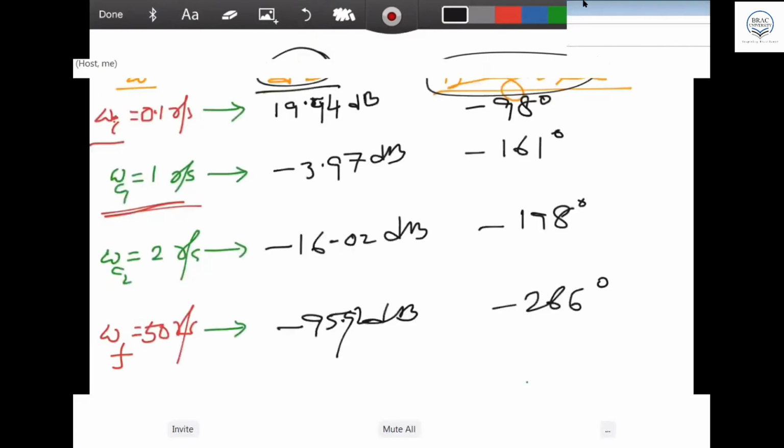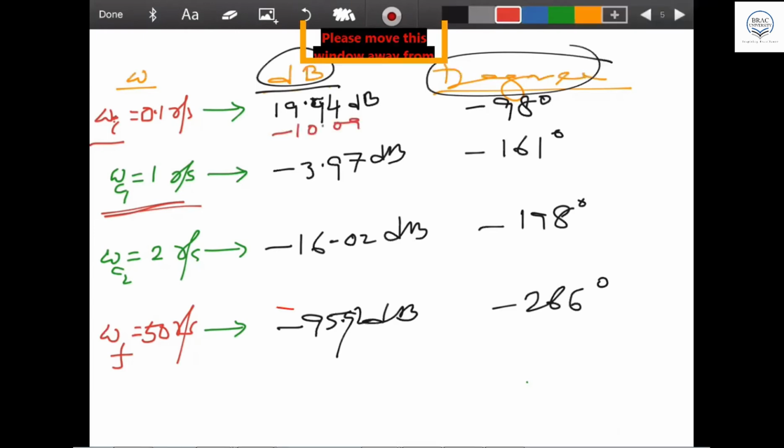Who is Atikur Rahman? Okay. Where is the error you said? Sir, the angle values are similar, but the dB values are different. All the angles are the same, but the dB values are different. Your dBs are all different. Okay. First one, what is that? Minus 10.09. Then next one, minus 16.02.